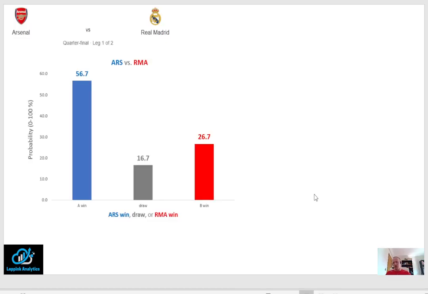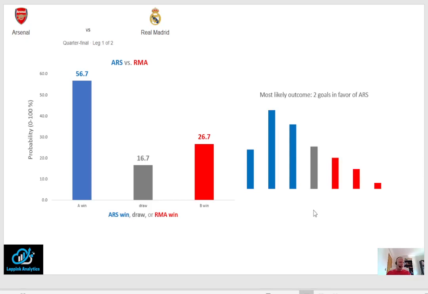of each in the Champions League. So the last 5 home matches for Arsenal, that is, and the last 5 away matches for Real Madrid. I see there is an almost 57% chance that Arsenal win the match, only 26 or almost 27% chance that Real Madrid win the match. Actually, the chance of a draw is small here.